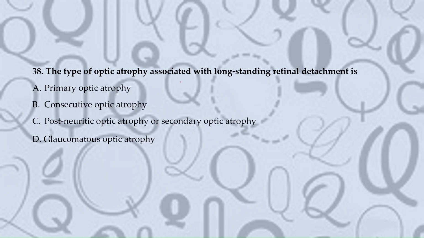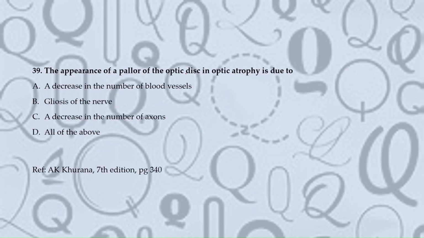What type of optic atrophy do you see in long-standing retinal detachment? We just discussed this. The answer is consecutive optic atrophy. The appearance of pallor of the optic disc in optic atrophy is due to a decrease in the number of blood vessels. That is true. During an inflammatory process, there is a decrease in the surface blood supply of the optic disc. There is gliosis of the nerve, yes, because neuroglial proliferation leads to fibrosis and glial deposition. There is a decrease in the number of axons, true. So the answer here is all of the above. In optic atrophy, you get a decrease in the number of axons, gliosis of the nerve, and also a decrease in the number of blood vessels.